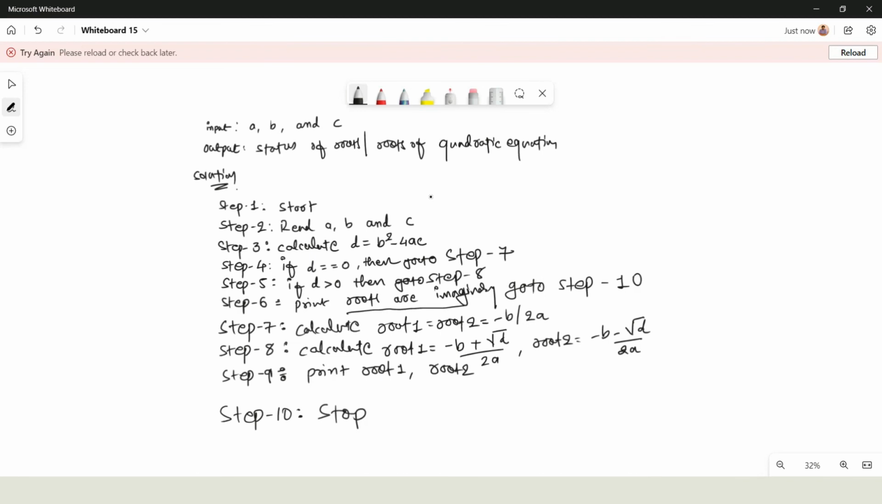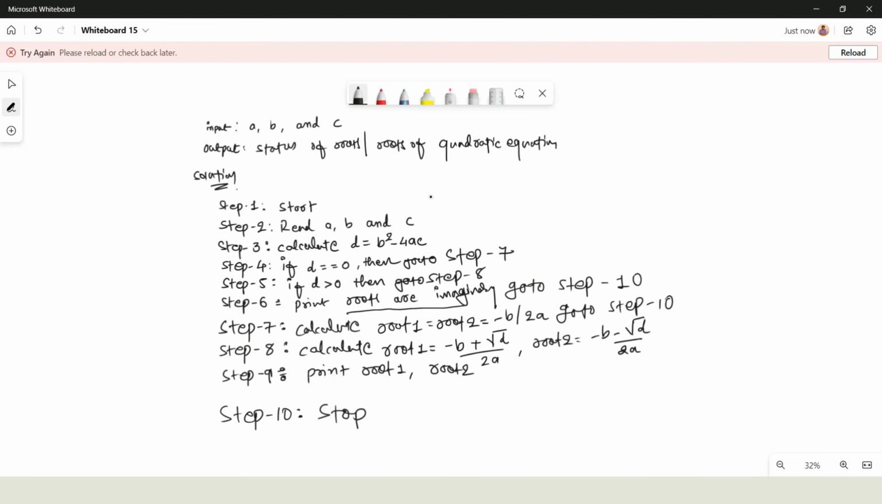After calculating root 1 and root 2, we directly go to step number 9. And after calculating this, we do not need to go to step number 9, because step number 9 is immediately after step number 8. So this is the algorithm to find the roots of a quadratic equation.